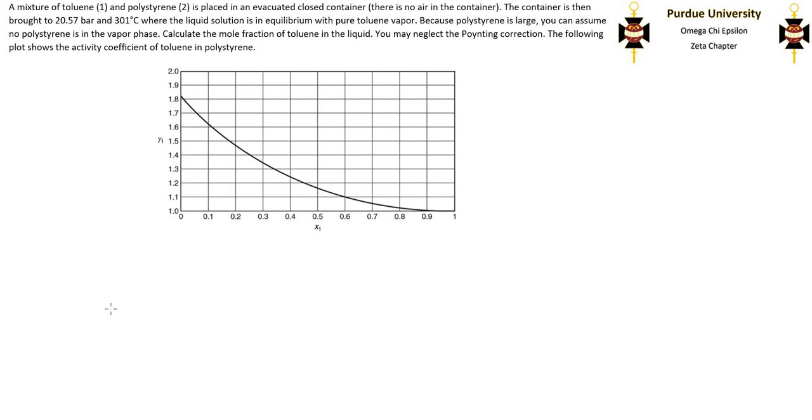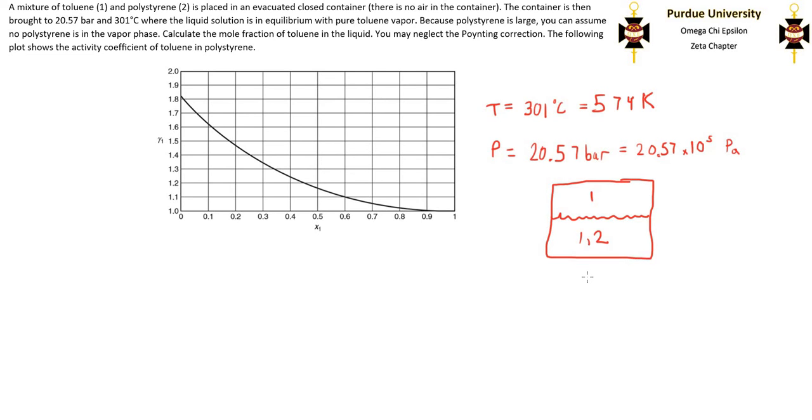Calculate the mole fraction of the toluene in the liquid. You may neglect the Poynting correction, and they give us a plot of the activity coefficient of toluene in polystyrene. So basically what we have is a closed container with a liquid comprised of species 1 and 2 in vapor-liquid equilibrium with a pure vapor of species 1 at a pressure of 20.57 bar and temperature of 574 K.